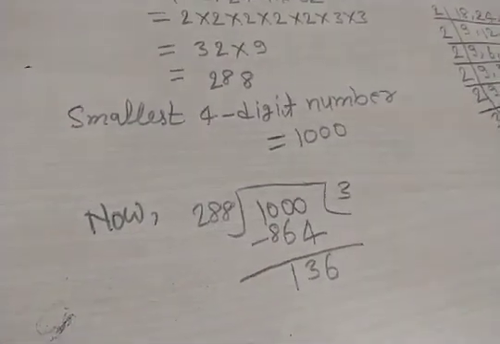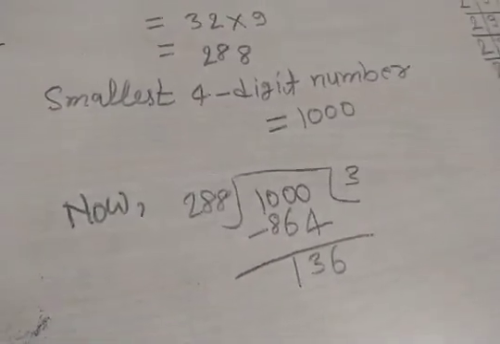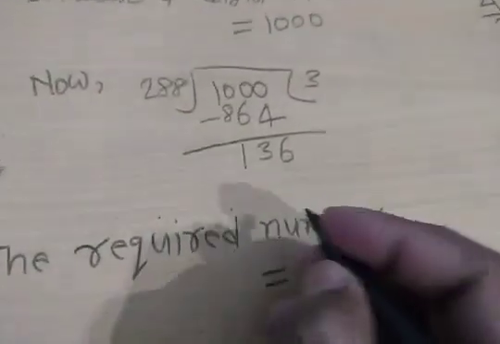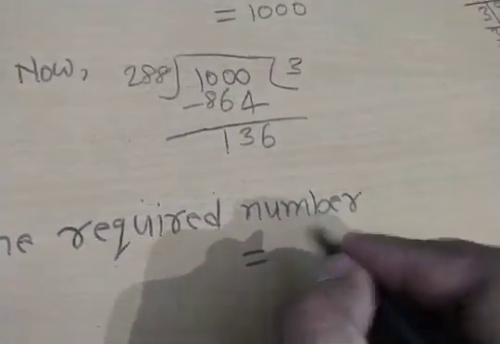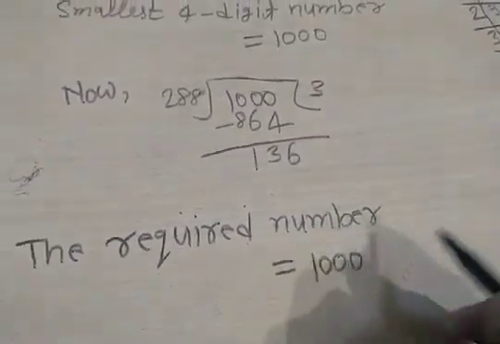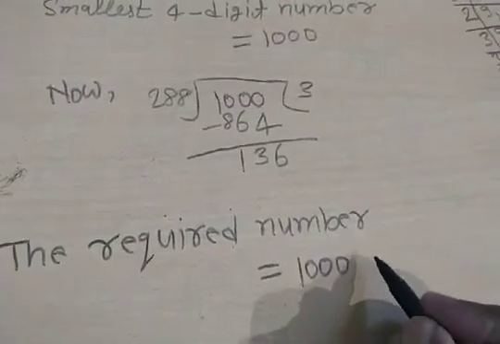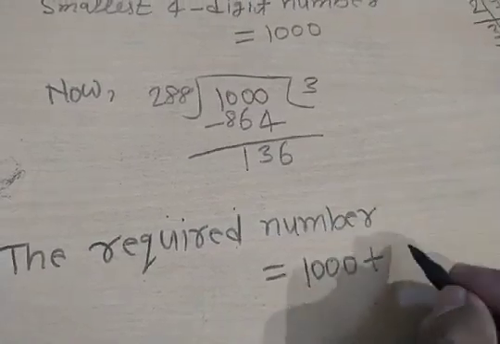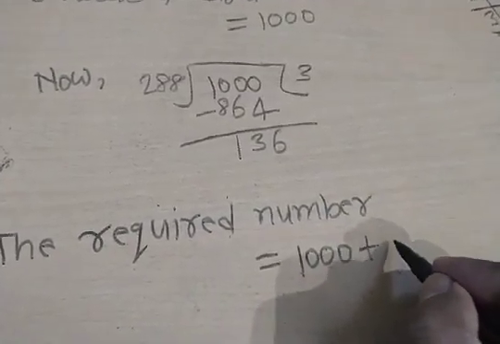Okay, so we write the required number. Now this is the required number. So our smallest 4-digit number is 1000. This is a 4-digit number, and we add the LCM. What is the LCM? 288.